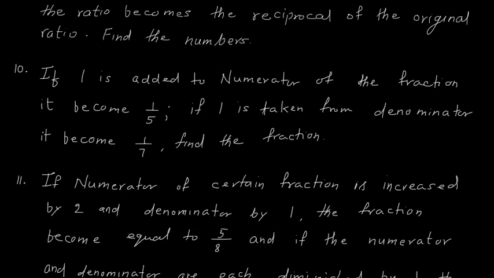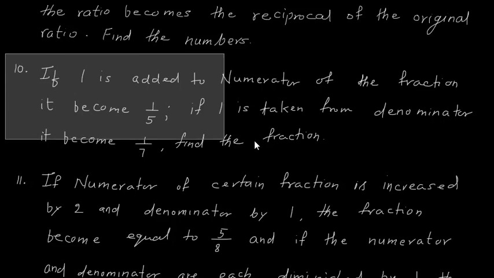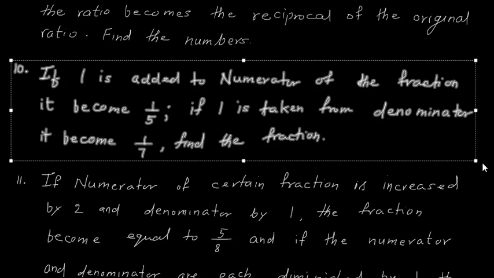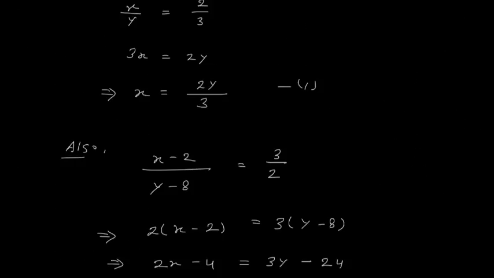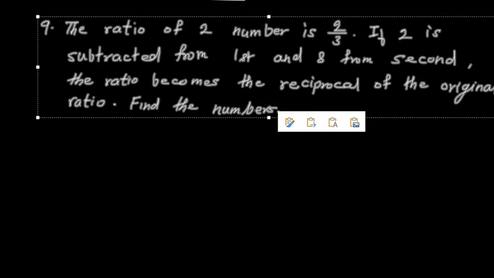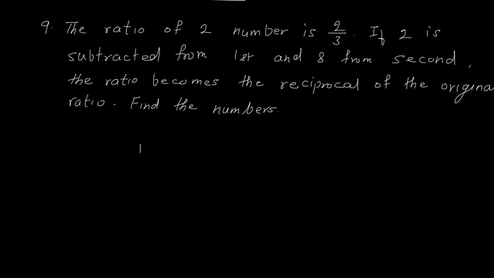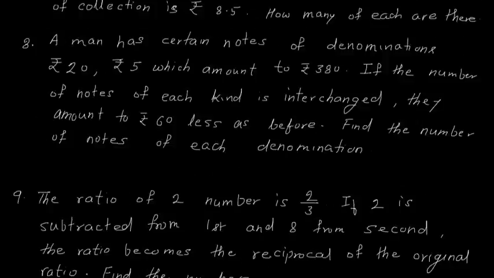Now 10th question. If 1 is added to the numerator of the fraction, it becomes 1 upon 5. And if 1 is taken from the denominator, it becomes 1 upon 7. Find the fraction. Okay. So a fraction has a numerator and denominator. Now here it is given that, the same question I copied, 10th question.